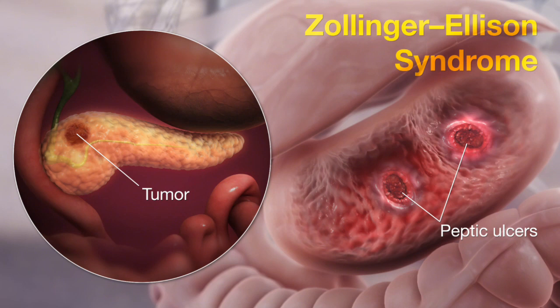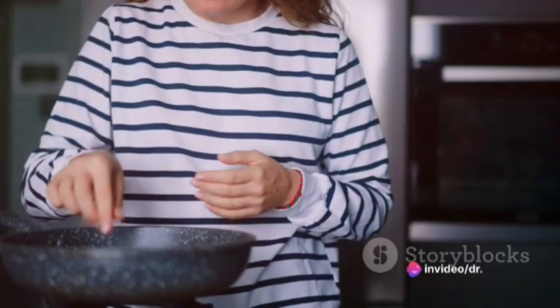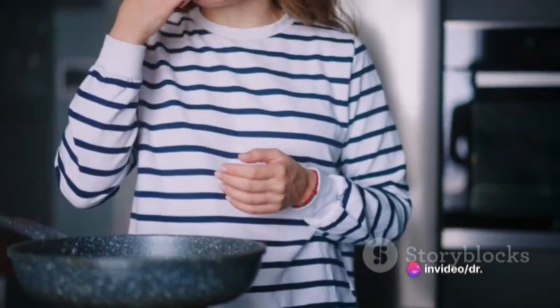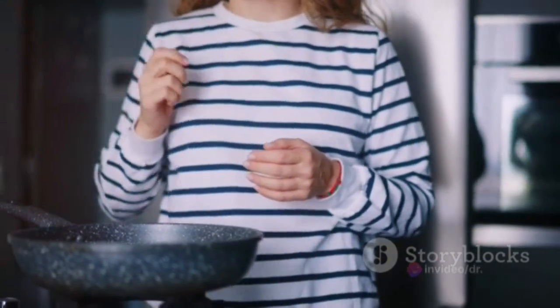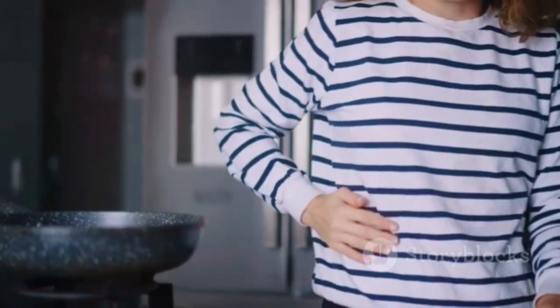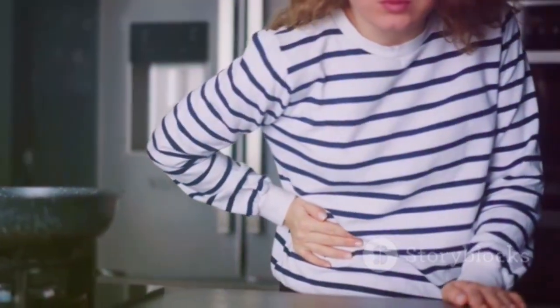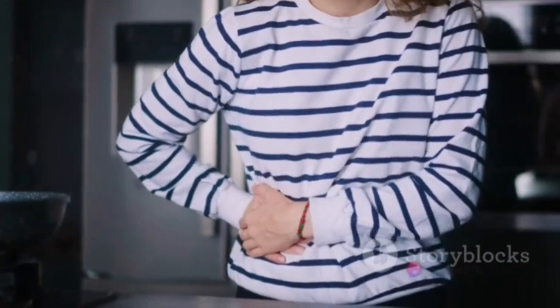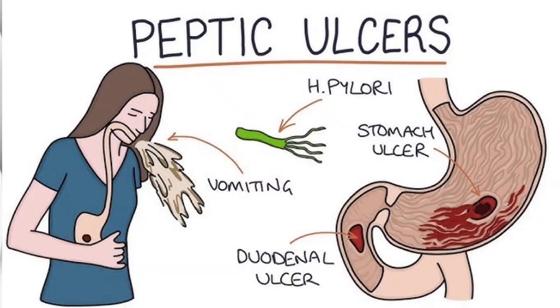Zollinger-Ellison syndrome. This is a rare condition that causes the stomach to produce too much acid, leading to the formation of ulcers in the stomach and duodenum. It is caused by a tumor in the pancreas or duodenum that produces a hormone called gastrin, which stimulates the production of stomach acid. It's important to note that the symptoms of peptic ulcer disease can vary depending on the type of ulcer and its severity.